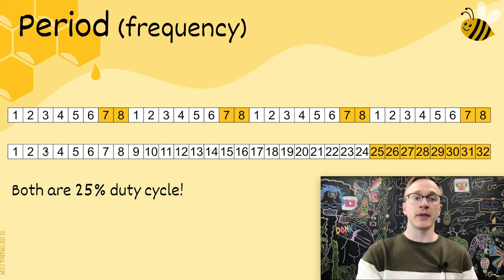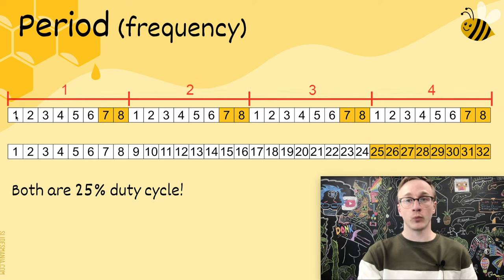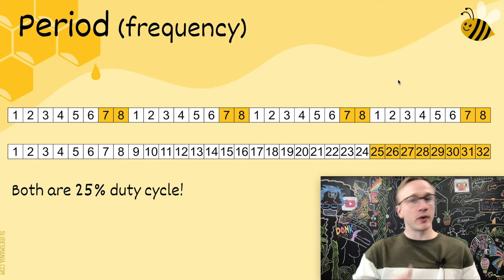That means that in the time that it takes us to count from 1 to 32, we could instead count from 1 to 8 4 times over. The number of times that we repeat this cycle per second is referred to as the frequency of PWM, and the number that we count to is often referred to as the resolution.